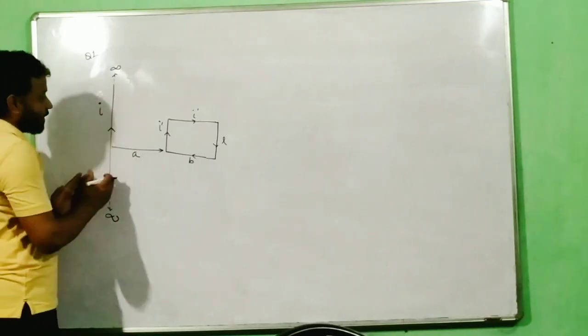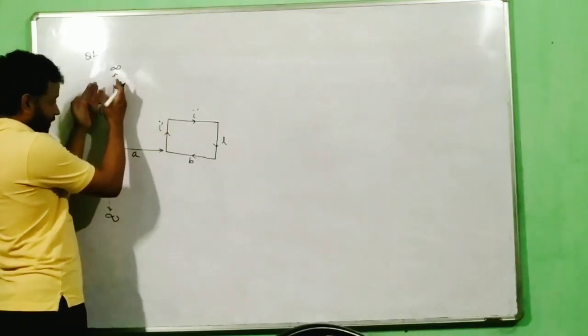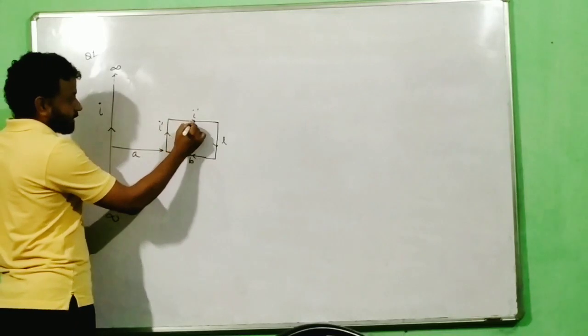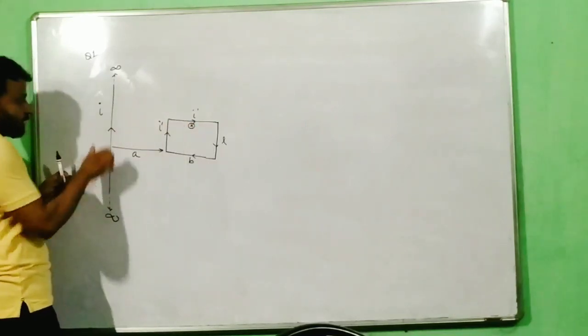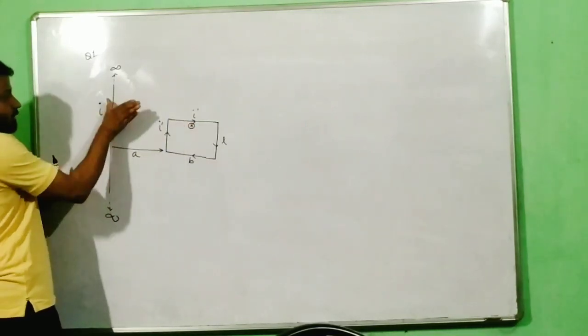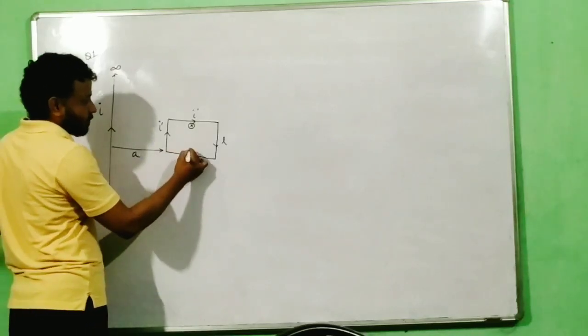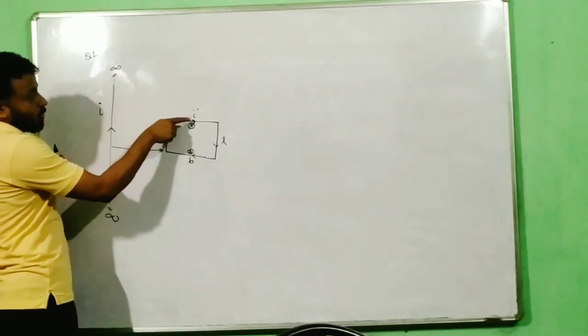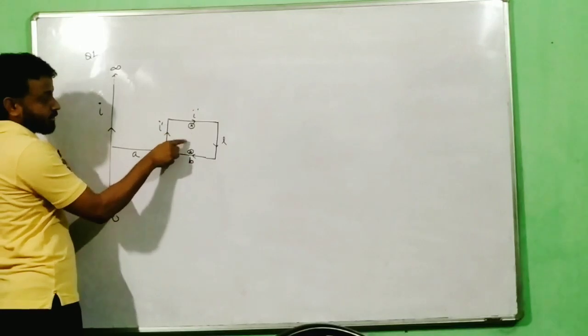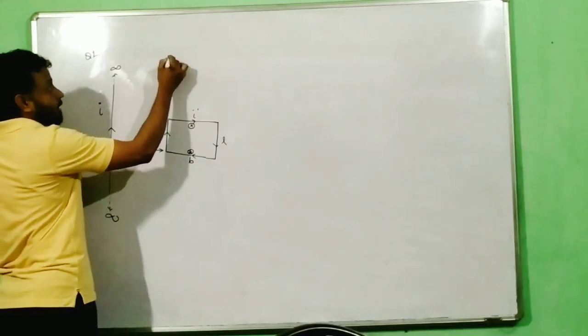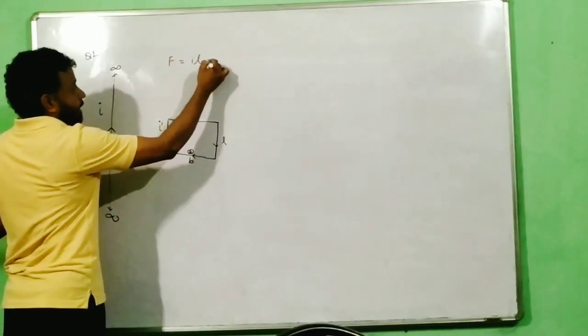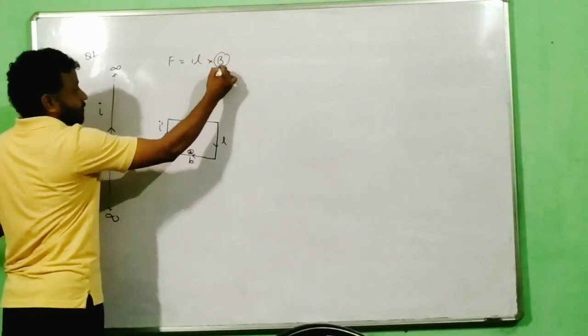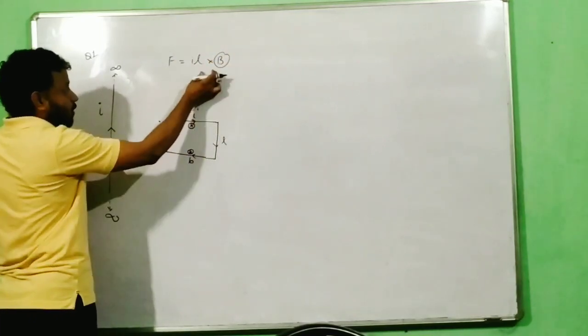So this wire will create a field here in this direction. Inward, correct? Here also it will be inward. Now I got the direction of field. Remember the two-part system for IL cross B. First find the direction of field. Done. Go to the second part now.